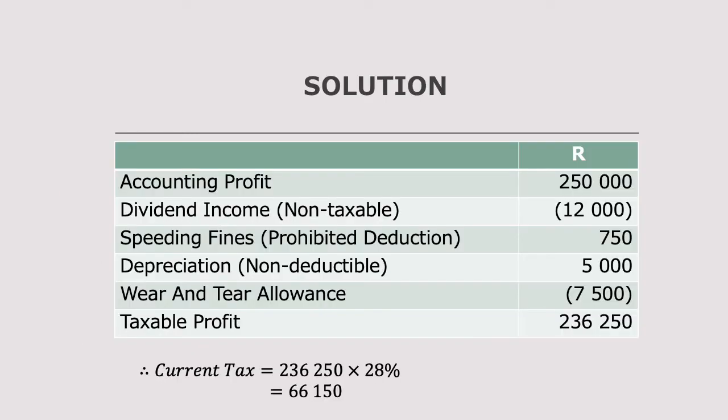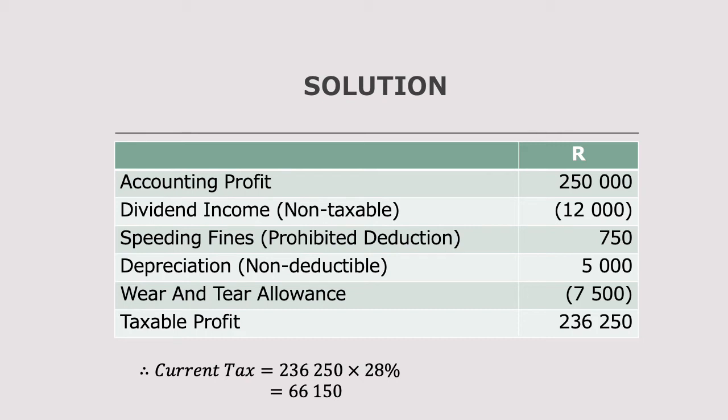Now, in order to get our taxable income or our taxable profit, we know that we need to start off with the accounting profit as given to us of 250,000 Rand, and then we have to adjust for non-deductible expenses, non-taxable incomes, and any other items. So we start off with our accounting profit of 250,000 Rand. We then know that included in that 250,000 Rand was dividend income of 12,000 Rand. Now that dividend income is non-taxable, so to get rid of the effect of the dividend income on the accounting profit, we have to deduct the 12,000 Rand.